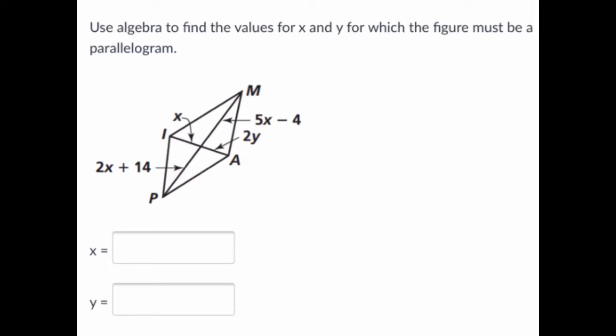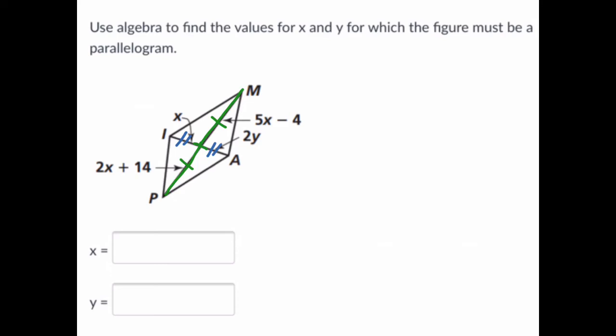This next question asks us to use algebra to find the values for x and y for which the figure must be a parallelogram. So remembering that in order for it to be a parallelogram, you would have to have diagonals that bisect each other. That means that this side and this side of the diagonal would have to be congruent, and that this side and this side of this diagonal must also be congruent. So we can use that information to form equations and solve them with algebra.